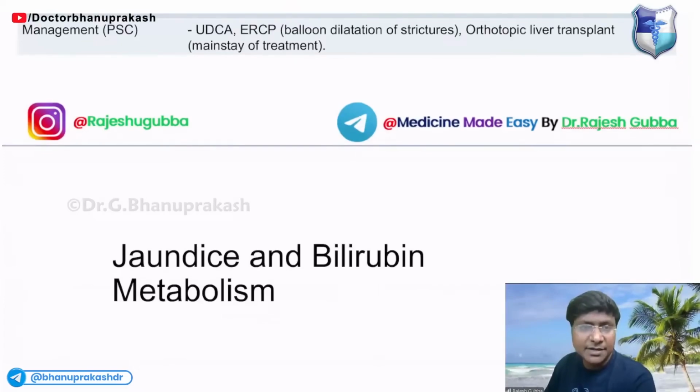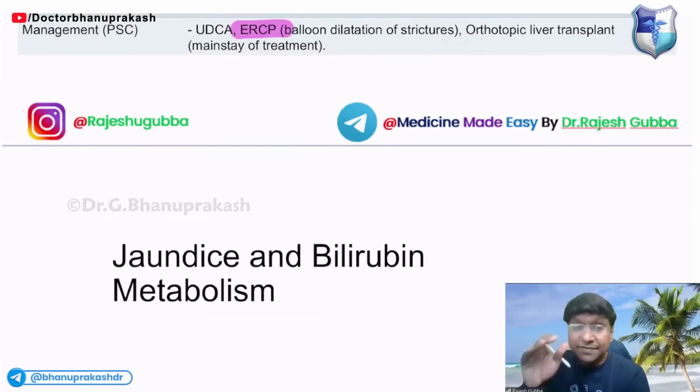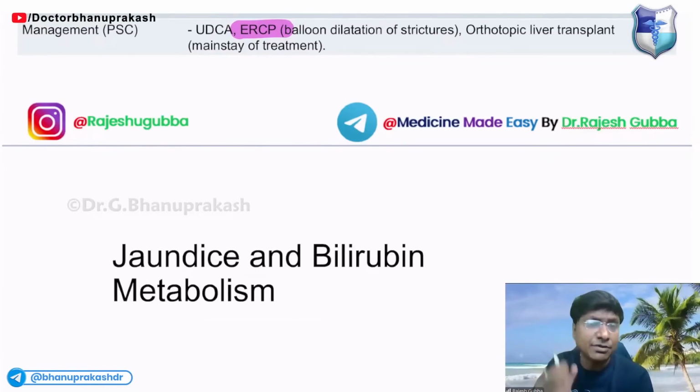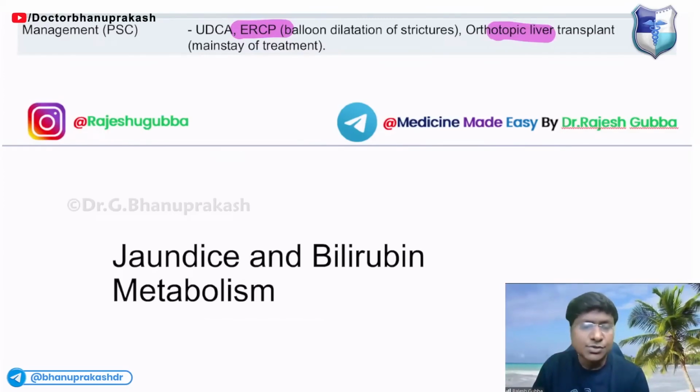Then what is the treatment? You need to give ursodeoxycholic acid, which will slow down the progression of the liver pathology. And next important is you need to do ERCP. But when will you do ERCP? If there are large strictures causing severe symptomatic problems, you need to do ERCP. What do you do with ERCP? You need to do balloon dilatation of the strictures. And followed by that, you need to do orthotopic liver transplantation when the individual has gone into end-stage liver disease, right? So that is about primary biliary cholangitis and primary sclerosing cholangitis.